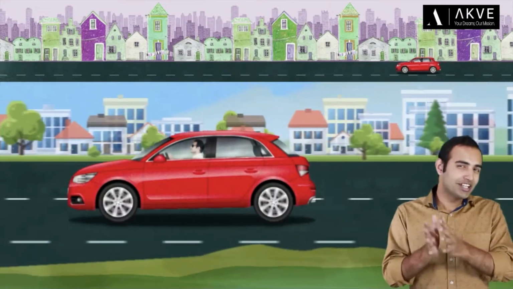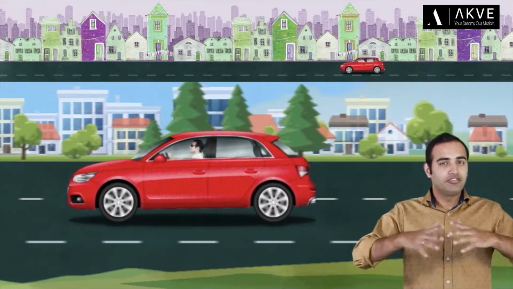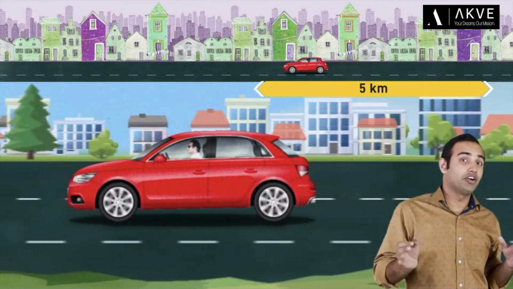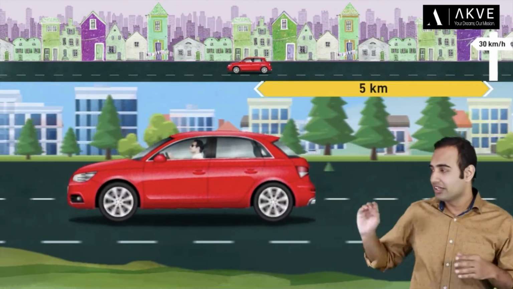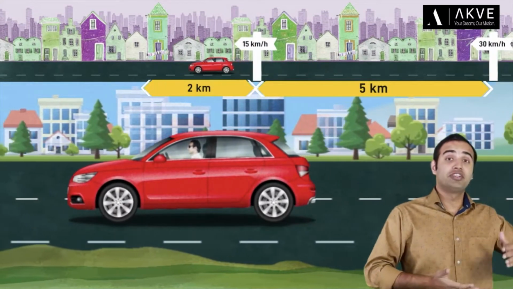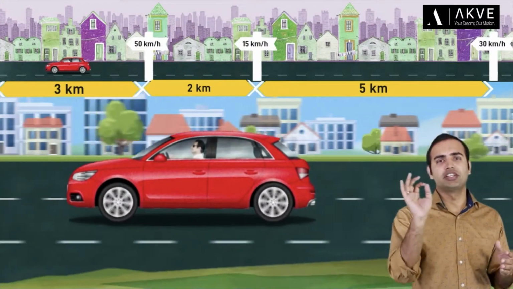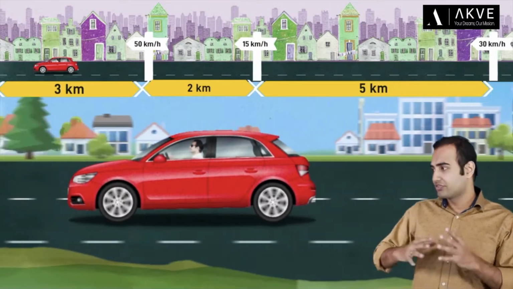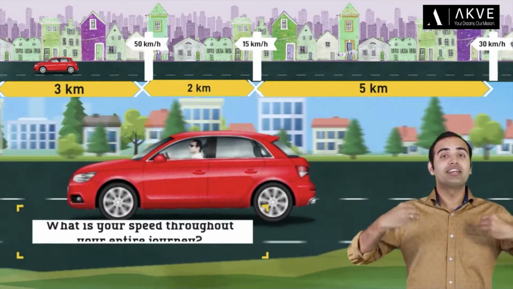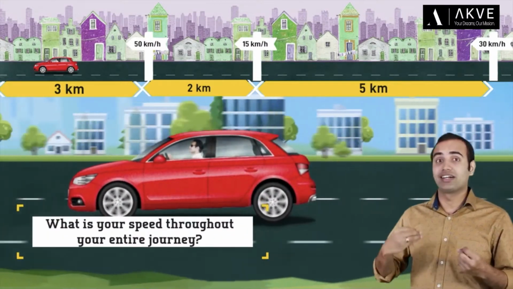Great! Let's look at a situation now. So imagine a friend of yours who lives 10 kilometers away from your house invites you for a birthday party. You decide to take your car and drive the first 5 kilometers at a speed of 30 kilometers per hour, the next 2 kilometers at a speed of 15 kilometers per hour, and the last 3 kilometers at a speed of 50 kilometers per hour. Now, given this information, tell me, what is your speed throughout your entire journey?